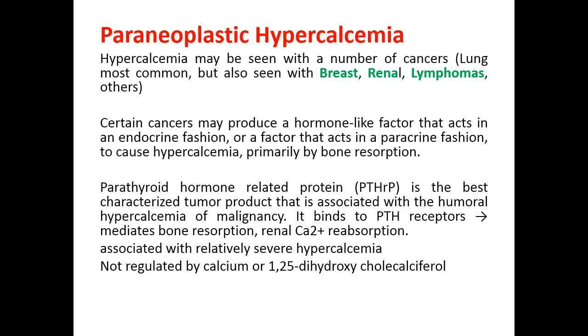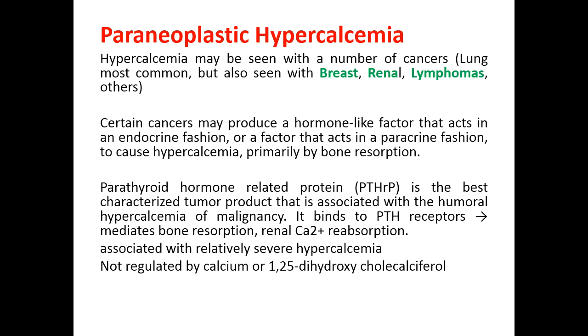Parathyroid hormone-related protein is the best characterized tumor product that is associated with humoral hypercalcemia. How can we diagnose these patients? We can diagnose them by the parathyroid hormone-related protein, which is the best characterized tumor product that is associated with the humoral hypercalcemia of malignancy.